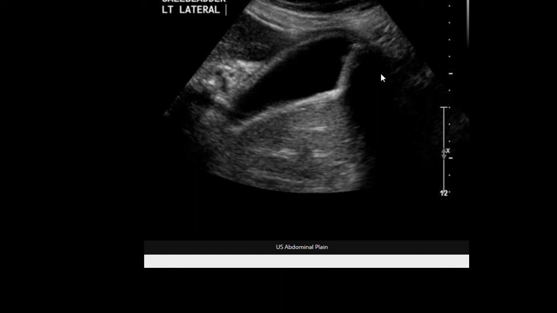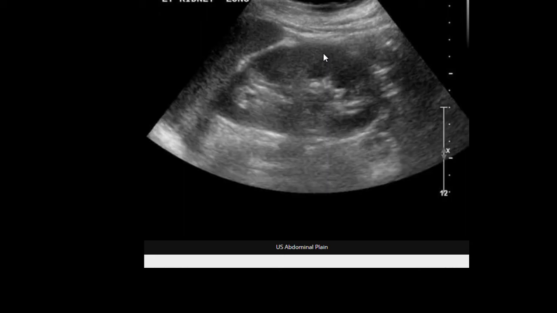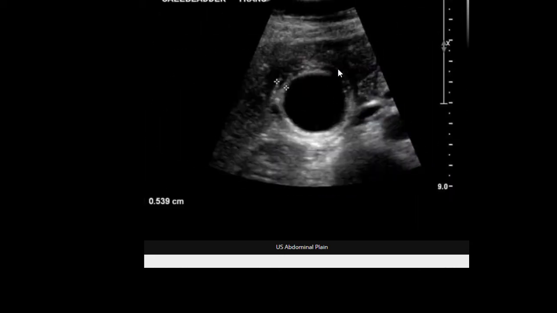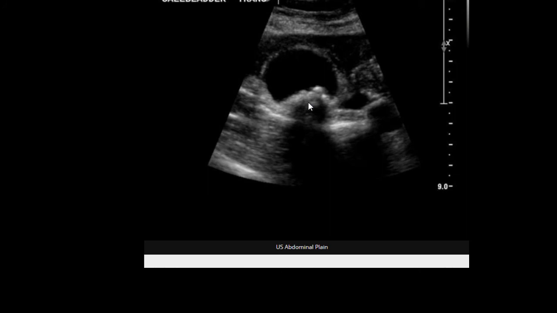So this patient also had a positive sonographic Murphy sign, and that means that there was maximal pain with pressure of the ultrasound probe directly overlying the gallbladder. That's what the sonographic Murphy sign means. So we had some of that shadowing echogenic material compatible with gallstones and a positive sonographic Murphy sign. So this is a case of acute cholecystitis, acute calculus cholecystitis.